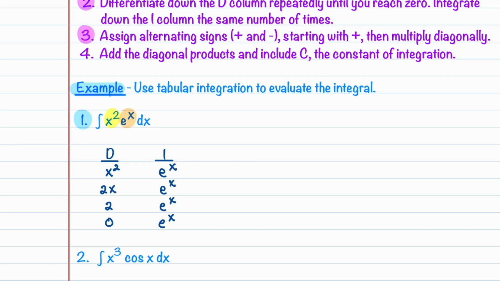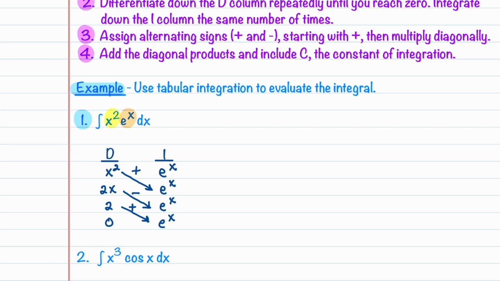Now let's look at step 3 and also step 4. You can kind of combine these. We're going to assign alternating signs starting with the positive and then multiply diagonally. I'll show you what this looks like. You're going to take the x squared and multiply it by the term that's down and to the right, and you're going to put a plus by that one. Then you continue this pattern down and to the right, alternating signs, so this guy gets a negative, and then down and to the right, this one gets a positive. And then you don't have to worry about the 0 because that term's just going to be 0.